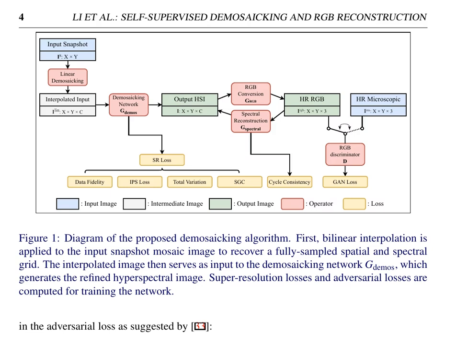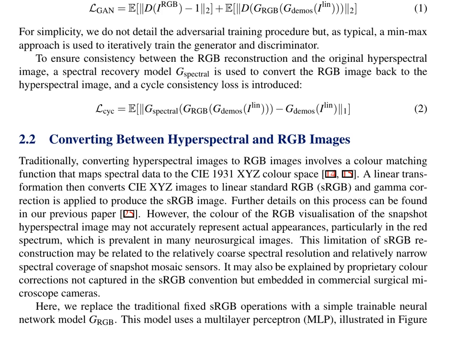The framework consists of bilinear interpolation, followed by a demosaicking network GDemos, using a modified Res2U-net model. A spectral recovery model GSpectral converts the RGB image back to the hyperspectral image, with a cycle consistency loss enforcing consistency. A trainable neural network model GRGB replaces traditional fixed sRGB operations, generating images similar to surgical microscopy images. The generator network combines GDemos and GRGB, while the discriminator D, trained to distinguish between real and generated RGB images, stabilizes the training procedure using the least squares loss.